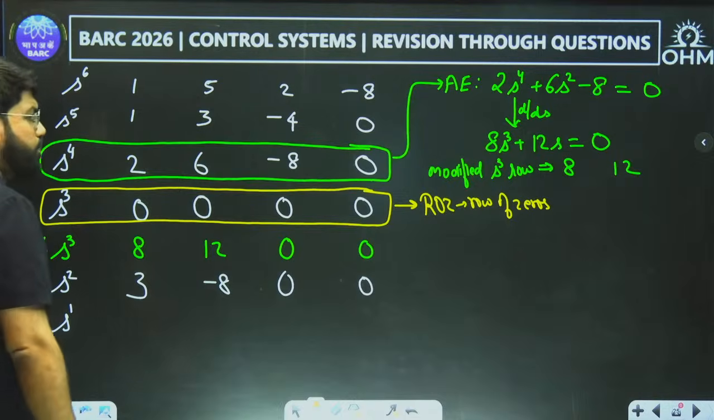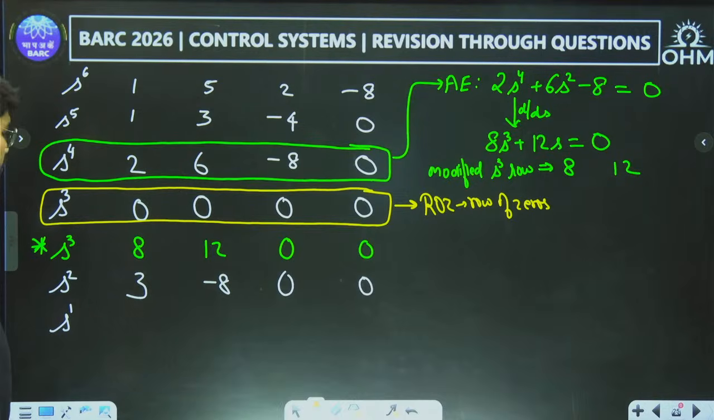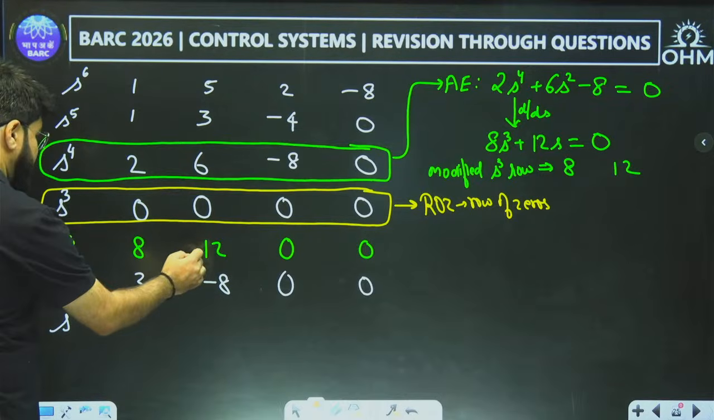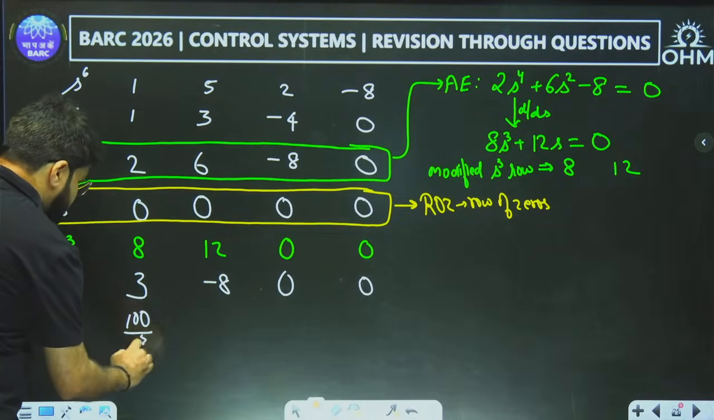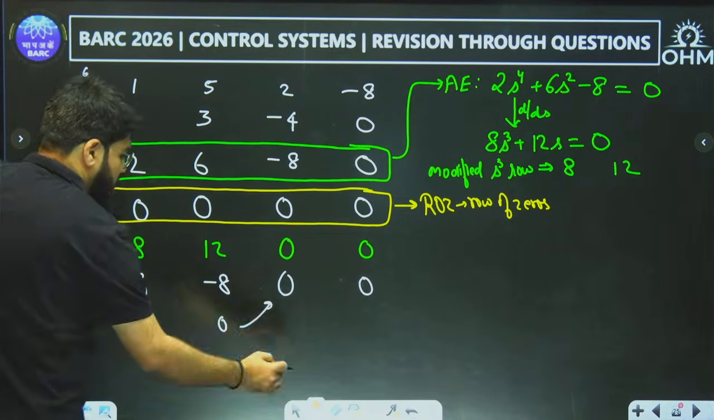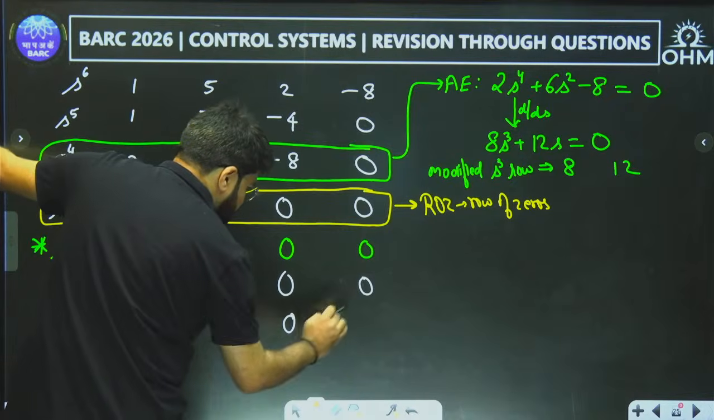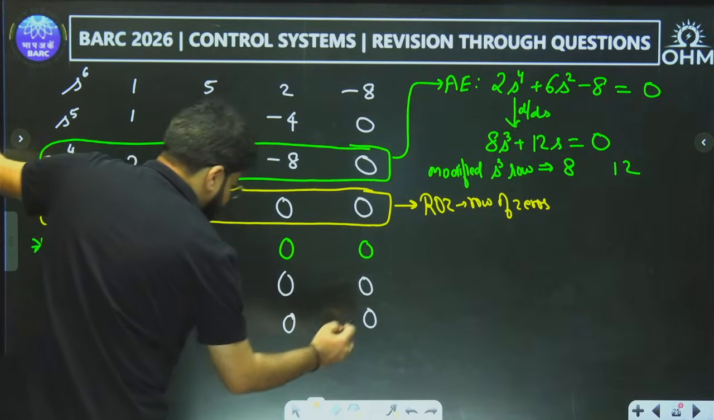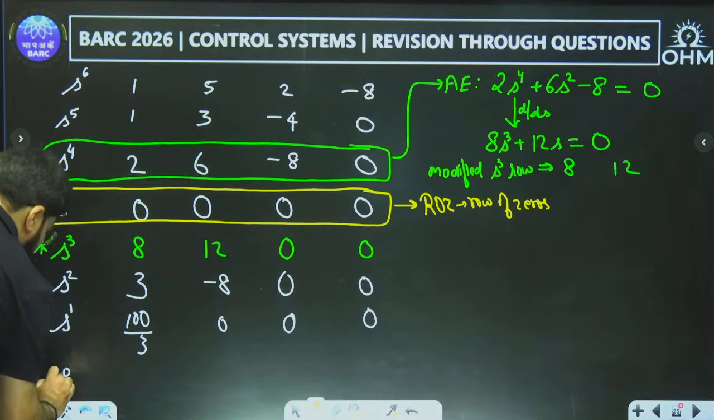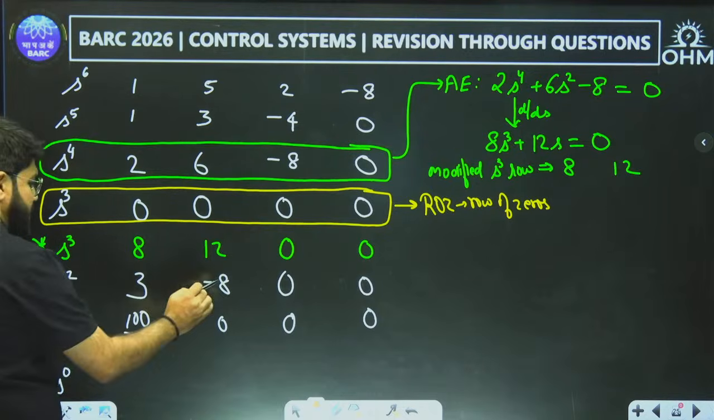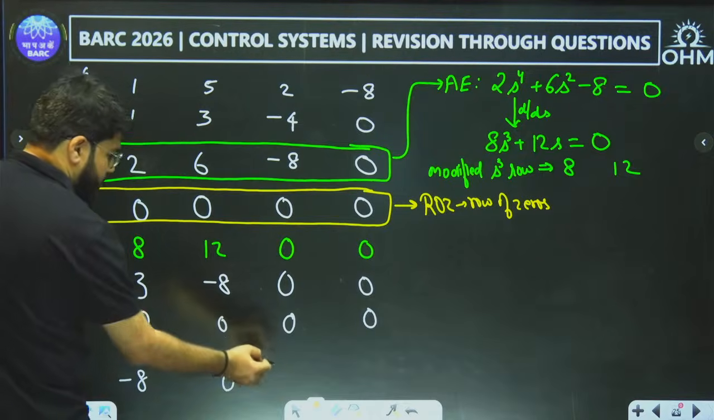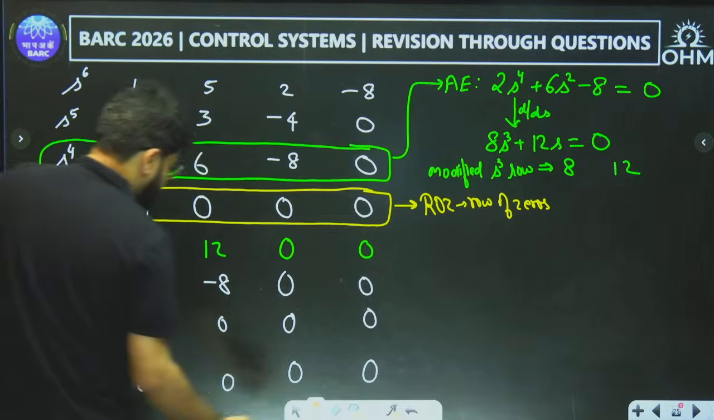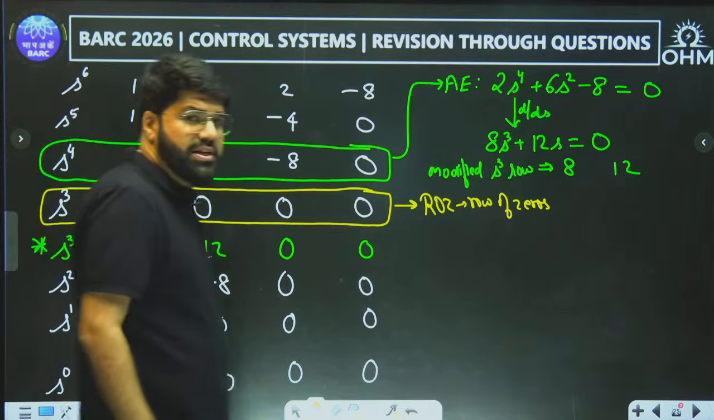Now s power 1 row. What is there in the s power 1 row? You see here, s power 1 row is 3 into 12, 36 minus of minus 64, 100. 100 by 3. Now this is 0 because next column is 0. This will also be 0. Next column is 0. And last element anyway 0. So one last row, s power 0. 100 by 3 into minus 8, divide by 100 by 3, minus 8. Okay, 0, because again next 0. This is also 0, 0. My Routh-Hurwitz is complete up to the s power 0 row.